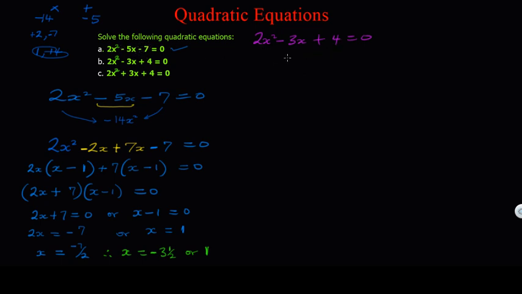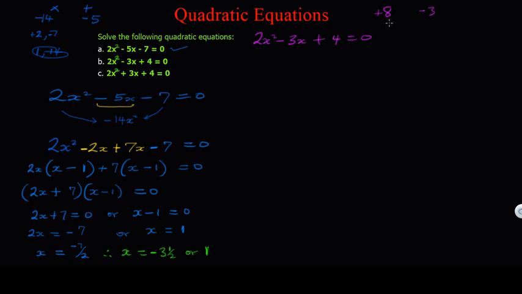Can we factorize? That's 4 times 2, 8. That's plus 8. What are two numbers that when we multiply will give us plus 8, but when we add will give us minus 3? Can we ever have such a combination?